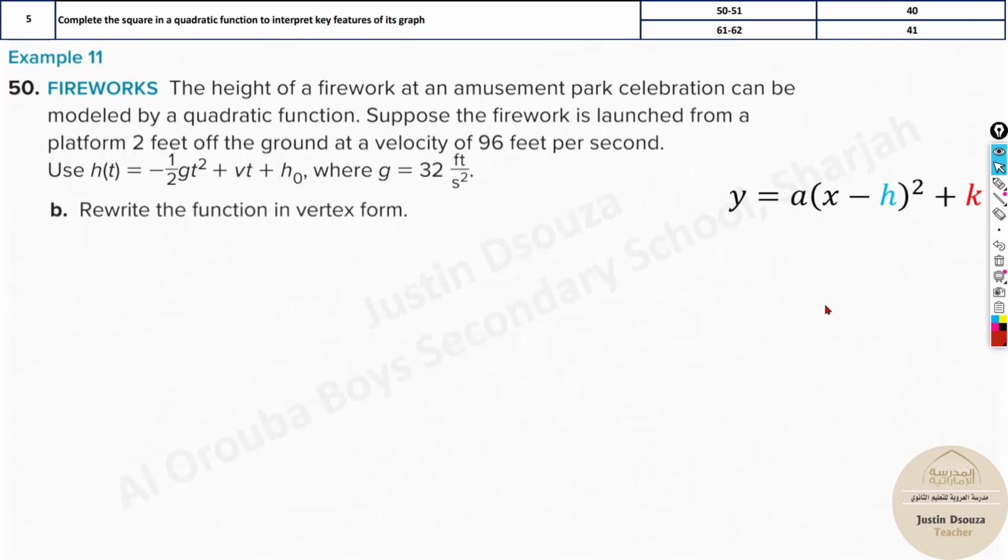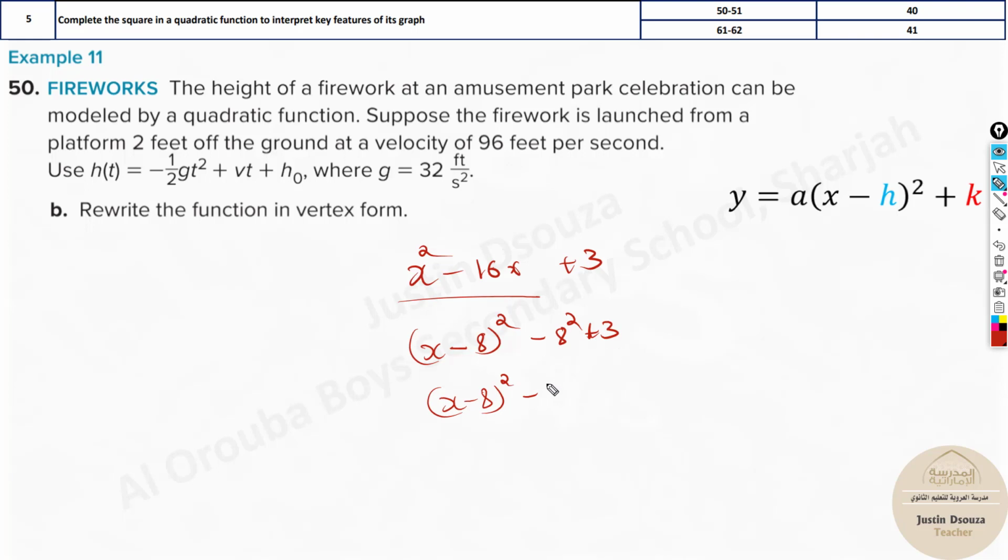But what I just told you is easier when there are no coefficients. Now, let's do one more problem for completing the square: x squared minus 16x plus 3. All you do is write the first term only for these two terms, without the square. Minus half of this, which is 8, the whole square, minus this square, 8 squared, plus 3. So the answer is (x minus 8) the whole square minus 64 plus 3, which is minus 61. This is the answer.